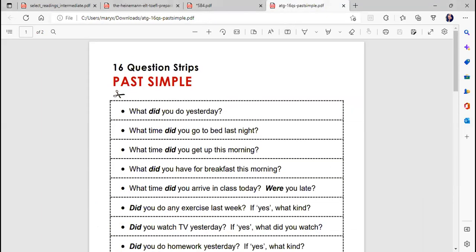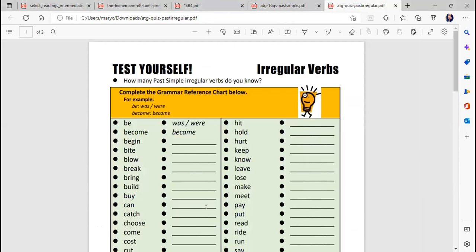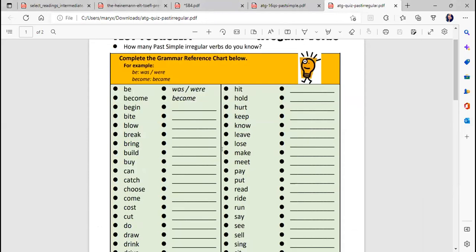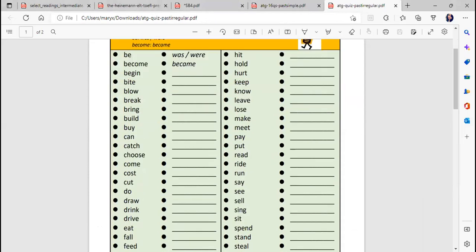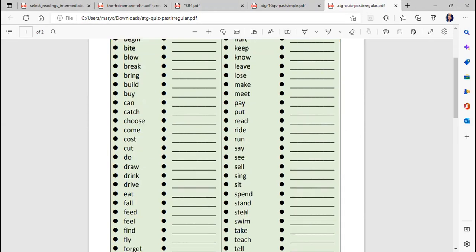No, this is not the one. No, this is the one. Can you see? No, this is the verse. Okay. Give me a moment. I'll give you the quiz in a moment.